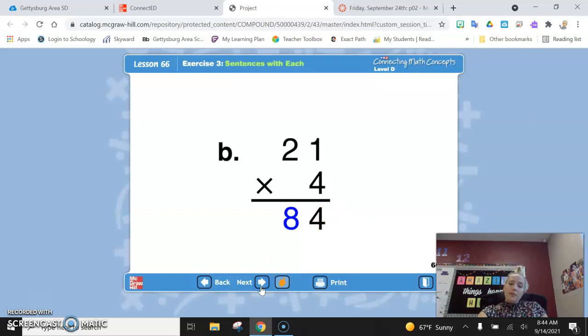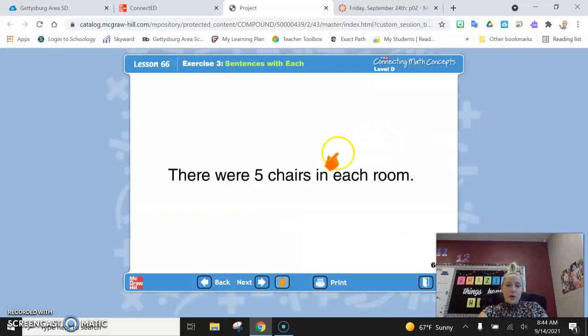Looking at the screen, give it a second to change here. We have been working with phrases or word problems that involve the word each. Each usually tells us to multiply. So let's look at this sentence. It says there were 5 chairs in each room. How many rooms? Just one. We're talking about each. And how many chairs go in one room? Yes, 5 chairs. Good job.